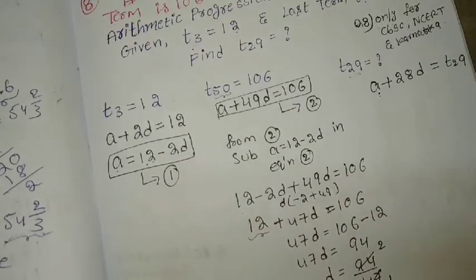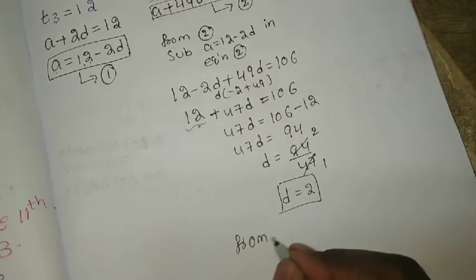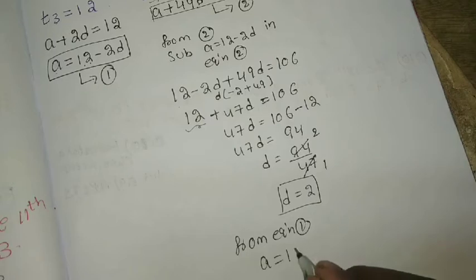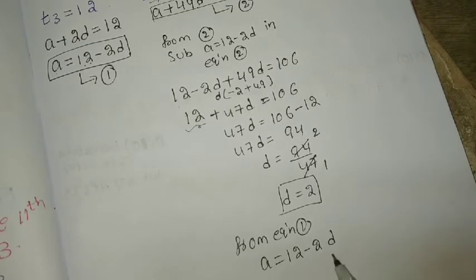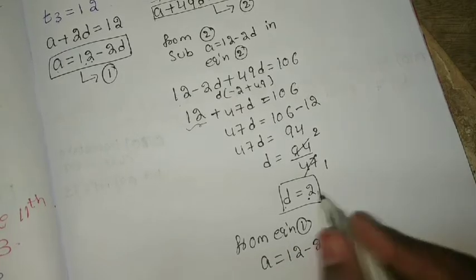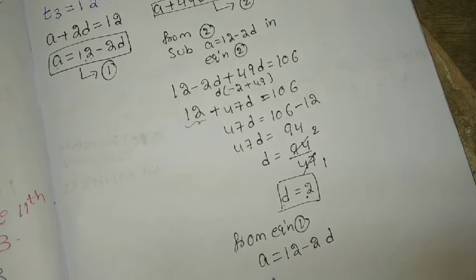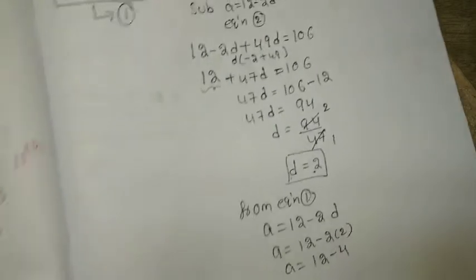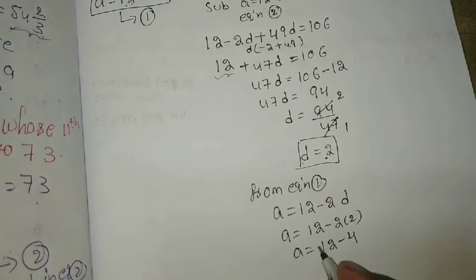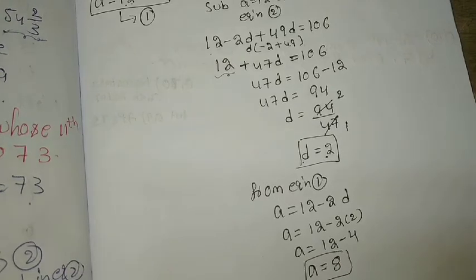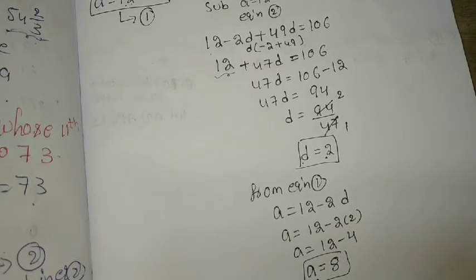Write down here, from equation 1. What is equation 1? We have A is equal to 12 minus 2D. Already we know the D, that is 2. What is D here? Common difference is 2. So keep in the place of D is 2. A equal to 12 minus 2 into 2. A equal to 12 minus 4. So what is our answer here? A is equal to 8. Right? A is equal to 8.